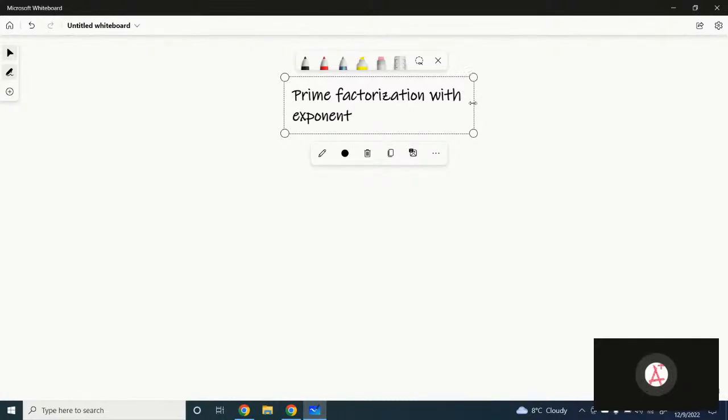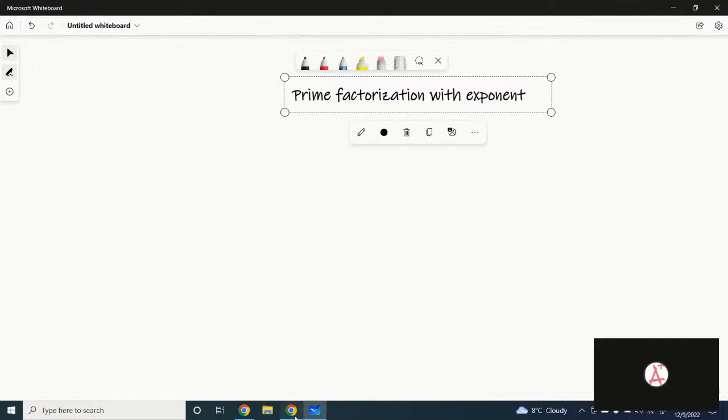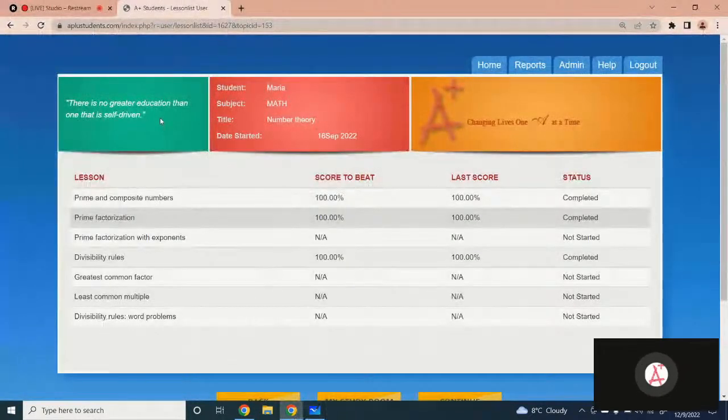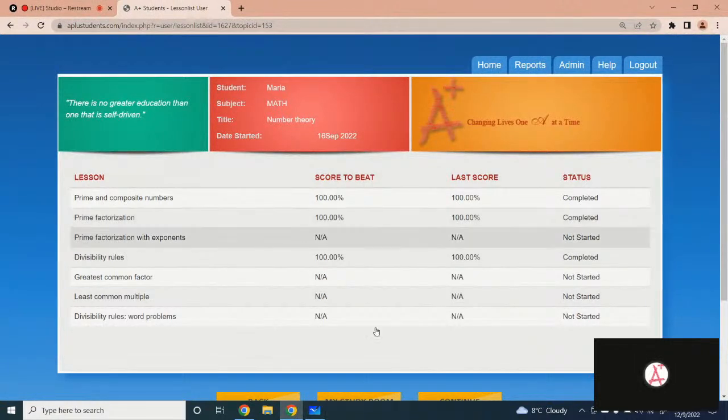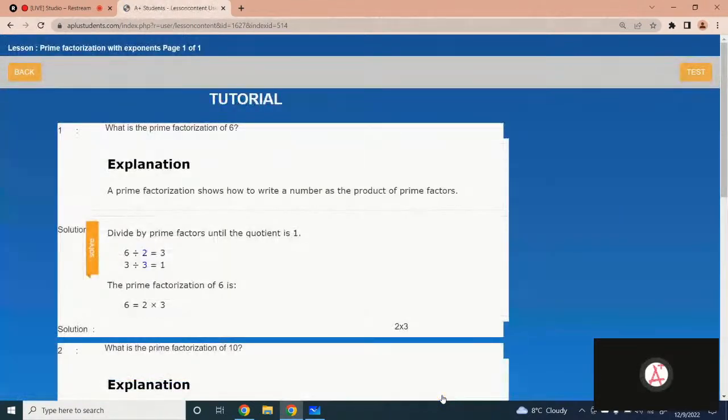Okay, let's start with the lesson. I am on grade 5 maths. The chapter is number 30. And here is the lesson, prime factorization with exponents. Got it?